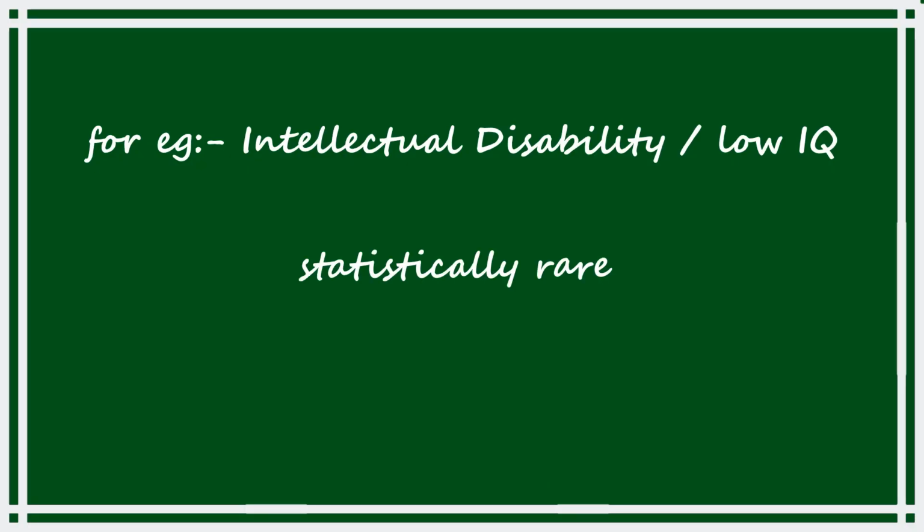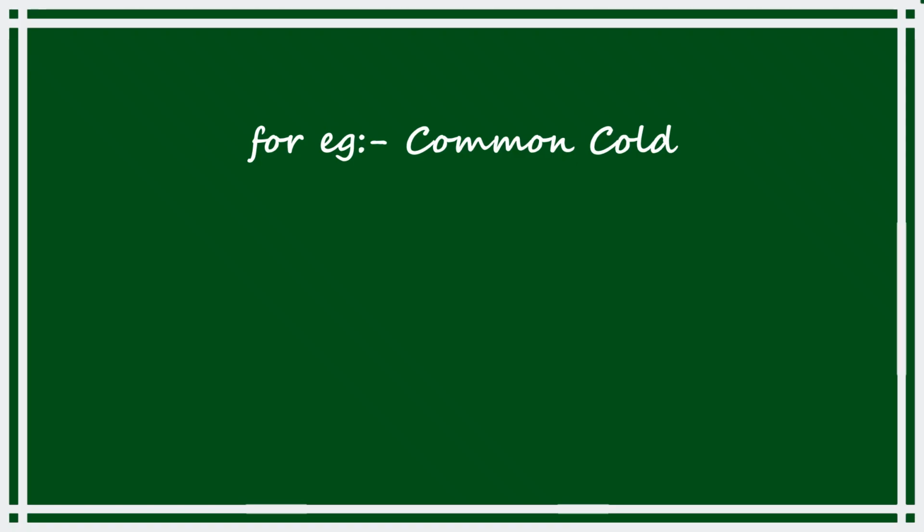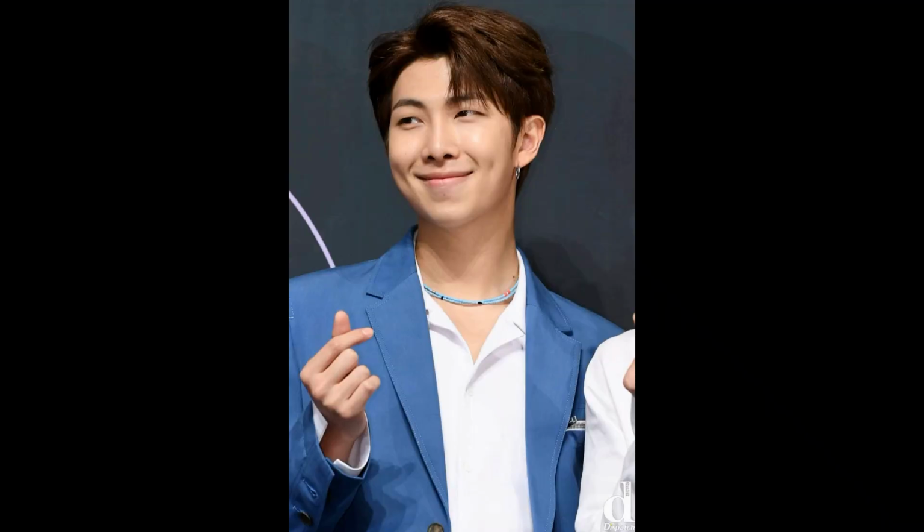It's not like that. Let's say someone has intellectual disability, like low IQ. It is statistically rare and it is undesirable, and hence it is labeled as abnormal behavior. But something like the common cold is not rare, but it is undesirable, yet it is not considered abnormal behavior. And the opposite case: being a genius, like Kim Namjoon, who has an IQ of 148, is statistically rare, but it is desirable, and hence it is not considered abnormal behavior.